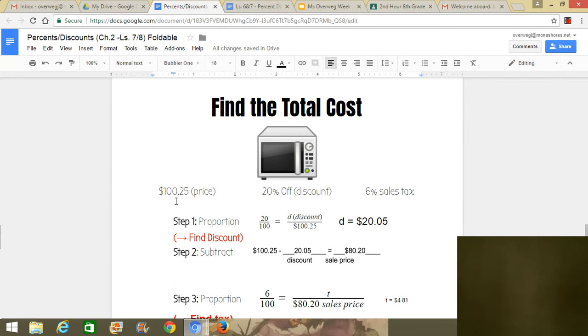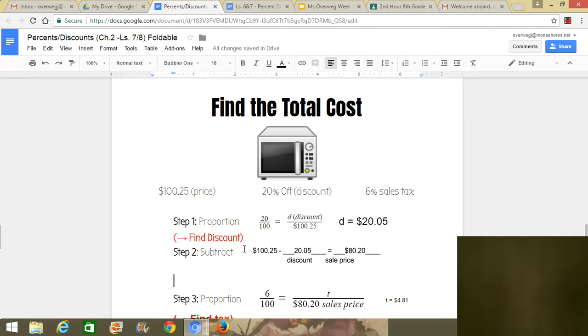If we look here, the cost of this microwave, wherever we bought it, maybe we bought it at Bed Bath & Beyond, is $100.25. So this is the cost of the microwave. We have a coupon for 20% off, so we're going to have to figure out what's the discounted price. And then, being in Michigan, we have a 6% sales tax to help us find the total cost of our item.